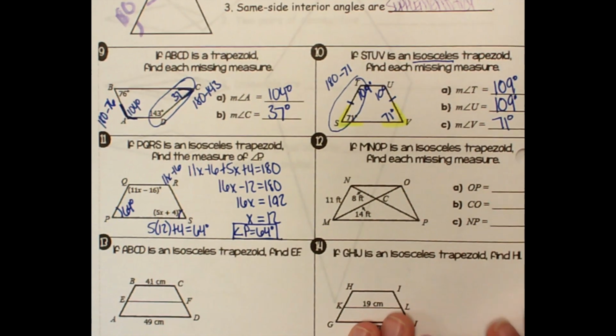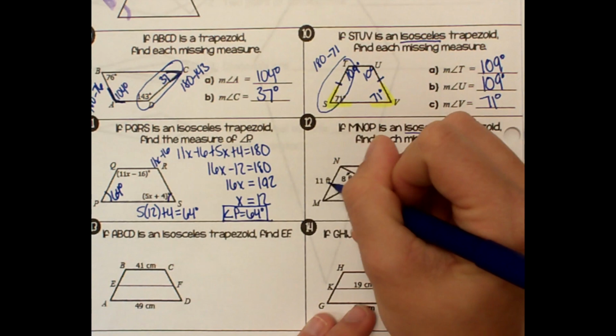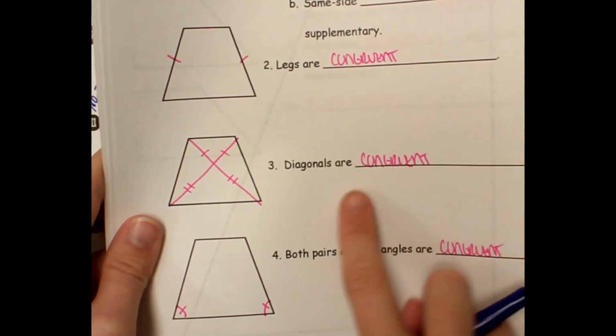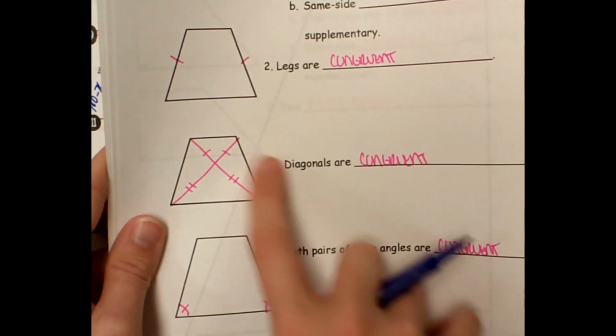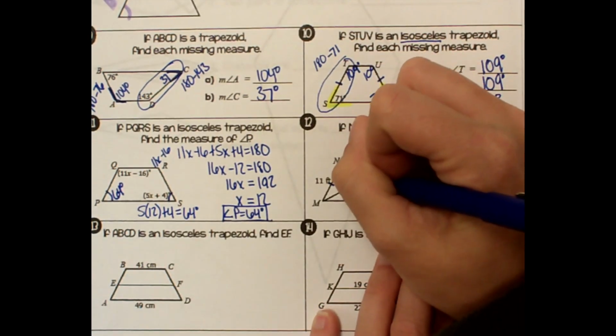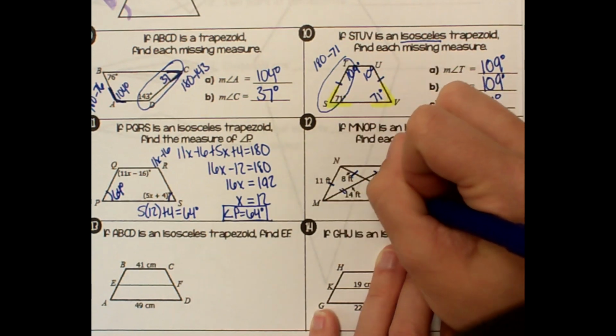Number 12, if MNOP is an isosceles trapezoid, there's our favorite word again. This is congruent to this. Find each missing measure. So remember, if you go back to the isosceles trapezoids, let me find their characteristics. This isn't completely complete, but your legs are congruent. Diagonals are congruent. Look at your picture that we drew. So if this is 8, then this is 8. If this one's 14, then this one's 14.